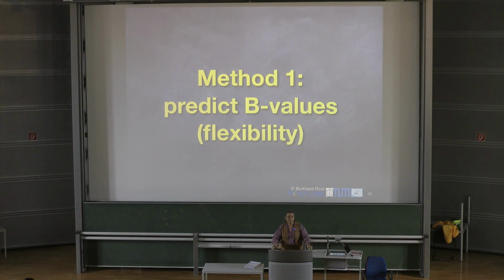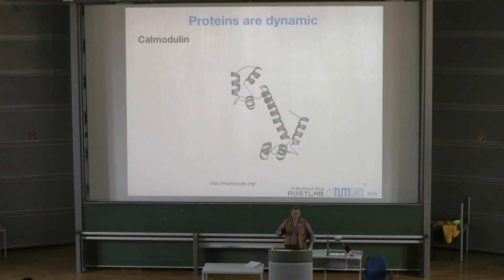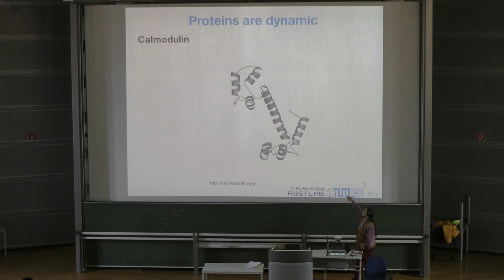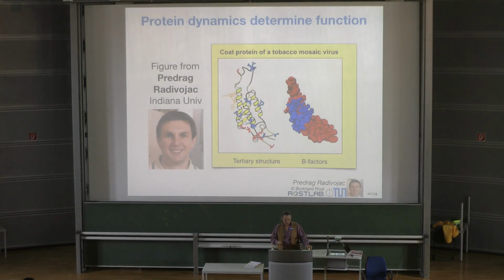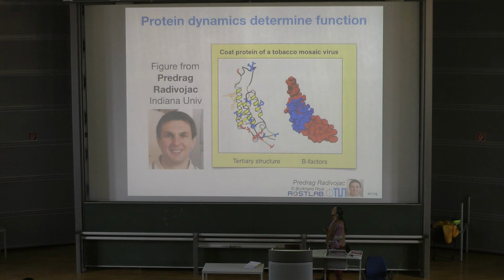And you can use that to predict B-values, for instance. Now, B-values are values that measure experimentally the degree to which a particular residue is likely to move. In this figure here, there are regions that appear to be more flexible and more movable than others. So can we predict this? Some of you may remember Predrag, Rivoyats, and in this particular case here, in this coat protein, the question is, where is this protein movable? If I could predict from sequence where it moves, then maybe I could predict something about function.